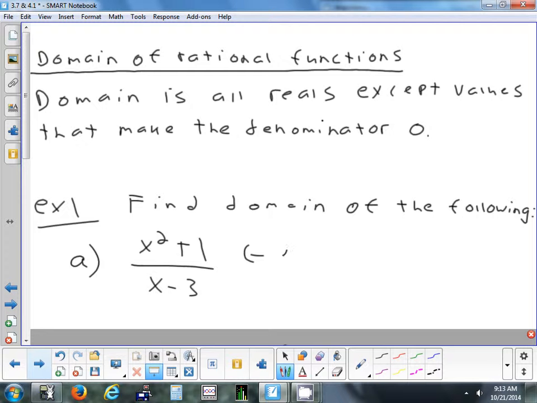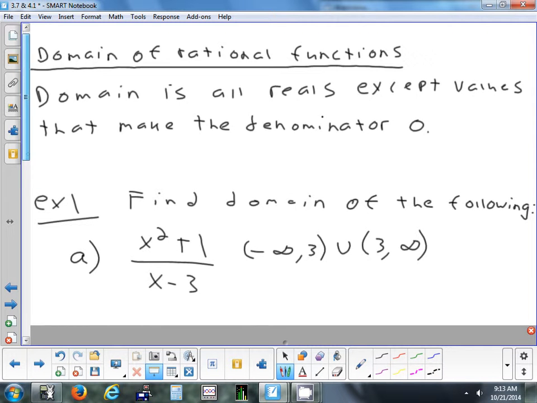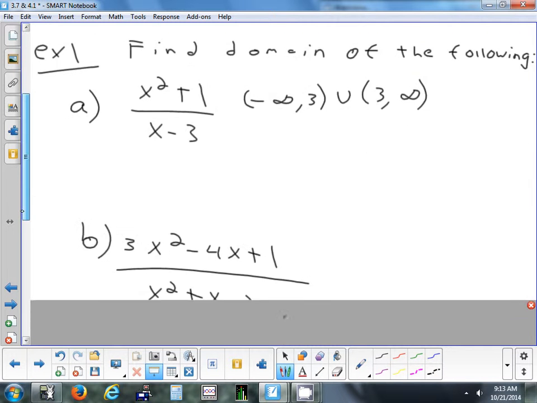The way we write it is negative infinity to 3, and 3 to positive infinity. Parentheses mean we don't use 3. You can use 2.9 repeating. You can use 3.000000001. That's okay. You just can't use 3. So that's the domain.